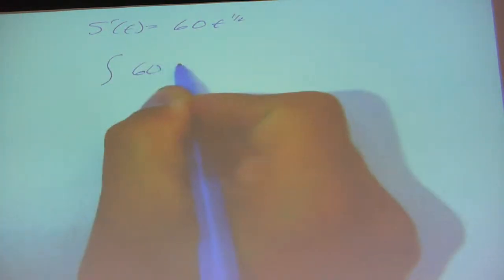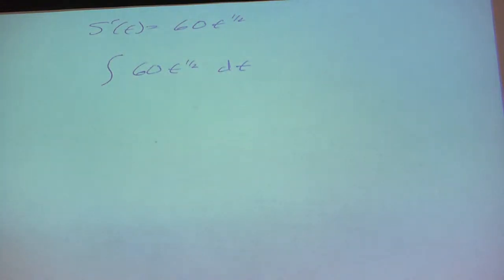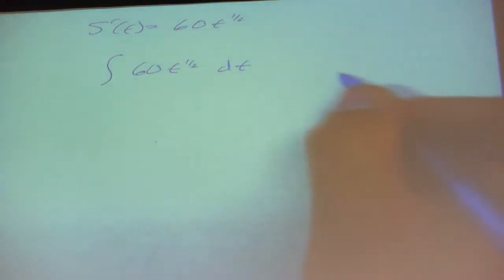Integral of 60 t to the 1/2 dt. Okay? But we already know what's going to happen. When you take an integral, what will you have at the end? Plus c. So you have to be given some other information.